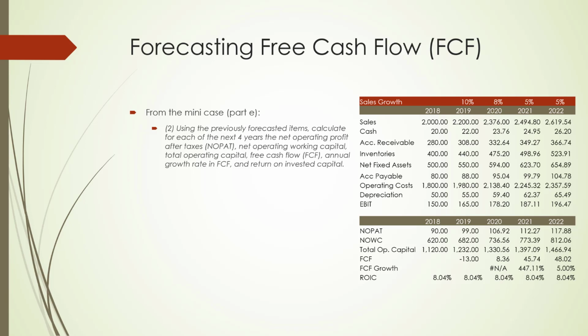Now, we want to calculate free cash flow for each year. So free cash flow, remember, is NOPAT minus the change in total operating capital. So for 2019, NOPAT will be 99, and the change in total operating capital will be 112. So 99 minus 112 gives us negative 13. In 2020, NOPAT will be 106.92, and the change in total operating capital will be about 98. And so 106.92 minus about 98 gives us 8.36, and so on.